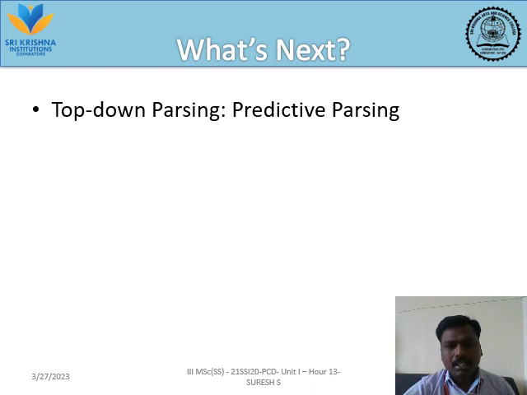Predictive parsing is quite complicated because we have to predict. Instead of backtracking, instead of trying the next alternative for the specific non-terminal symbol, we move directly to choosing the exact alternative according to the input symbol. So that's what we will see in the next class.